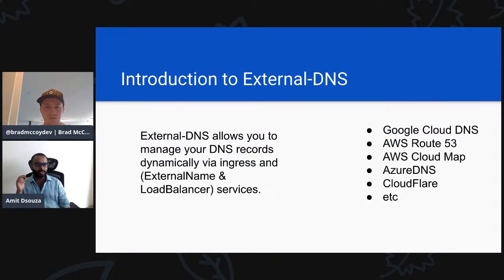So the next part is actual external DNS. What does it do? External DNS allows you to manage your DNS records dynamically, and what you're using is specifically Ingress services. These are just some of the cloud providers that help you create your DNS records. So if you're using Azure, GCP, or AWS, it doesn't really matter. You can use any of them. And what if you're using Cloudflare to just manage your caching, etc.? You can use that too.